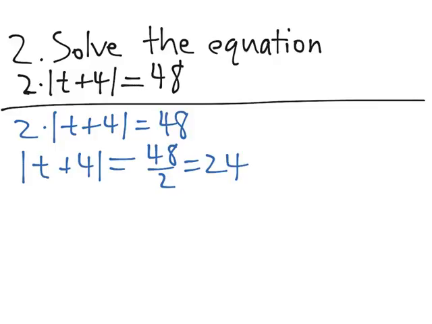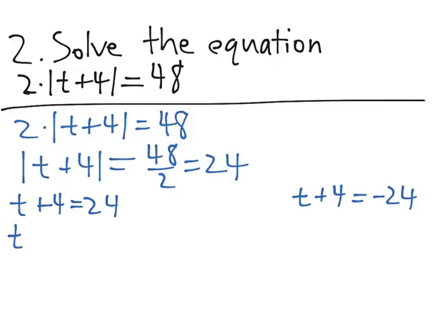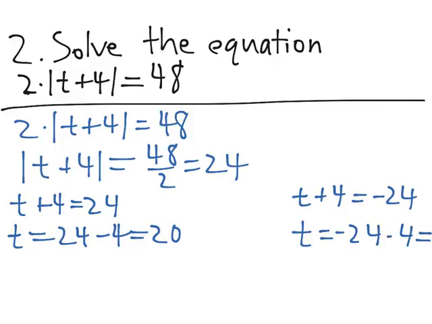There are two possibilities here. Either t plus 4 is equal to 24, or t plus 4 is equal to minus 24. In the first case, we can subtract 4 from both sides of the equation to find that t equals 24 minus 4, which is equal to 20, since the 4's on the left will cancel. And on the right side, we get t is equal to minus 24 minus 4, which is equal to minus 28. Now let's check to make sure these actually work.